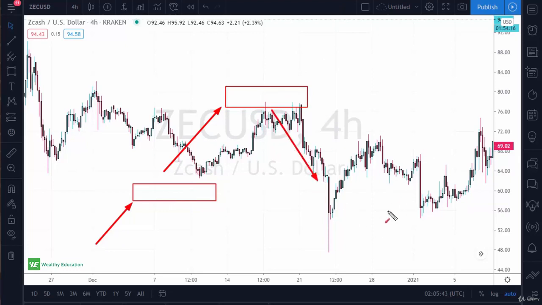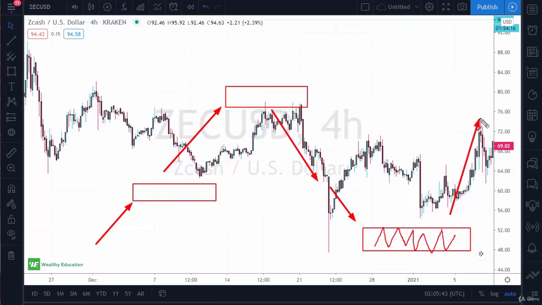Same thing works in a downtrend. There is something known as accumulation at the bottom, and what happens is people are in there buying up. In this case, it would be Zcash, maybe at a cheap price because they want it longer term, and then eventually it takes off.